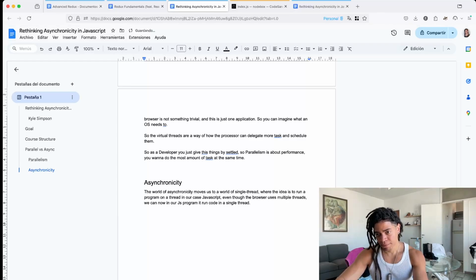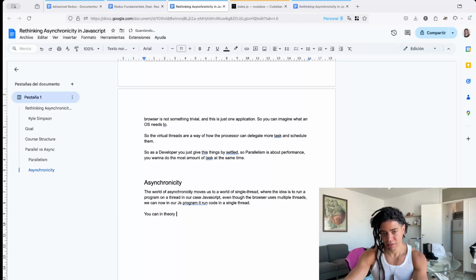At any given instant, there's only one line of JavaScript running in the JavaScript engine. You could, in theory, spin up multiple instances of the JavaScript engine on entirely separate threads, which is something that Node actually does.